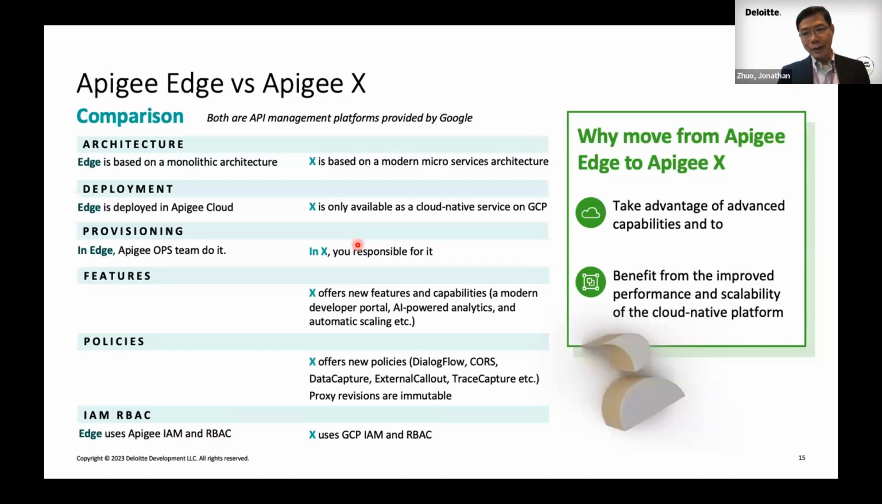Well, Edge is a legacy product that was developed by Apigee, which was later acquired by Google. And Apigee X is a newer cloud-native platform that has been built from the ground up to provide advanced API management capabilities. Organizations are moving from Apigee Edge to X to take advantage of these advanced capabilities and to benefit from improved performance and scalability of the cloud-native platform.